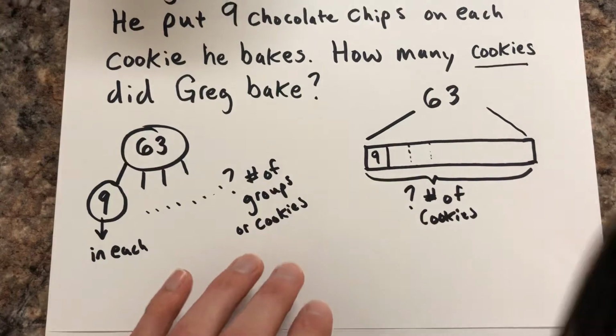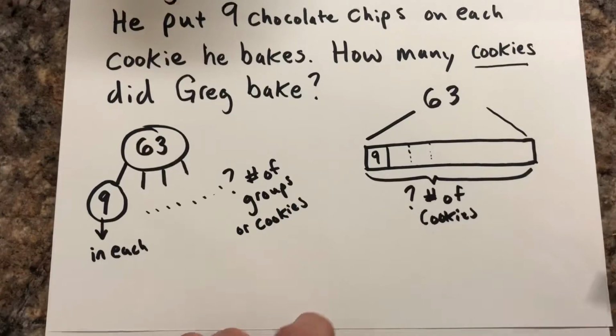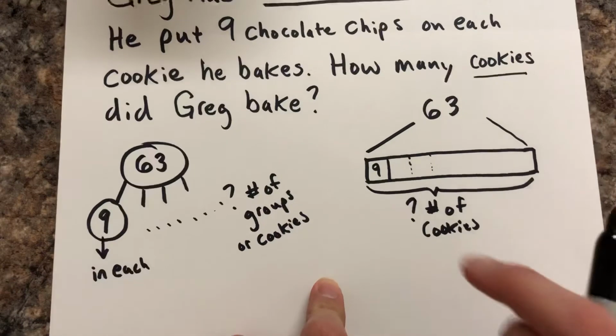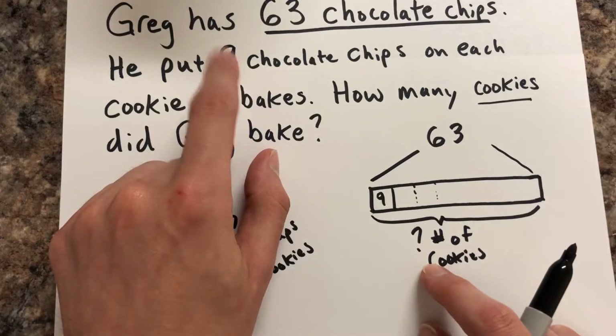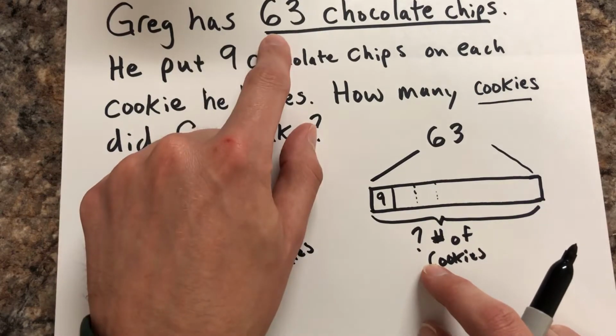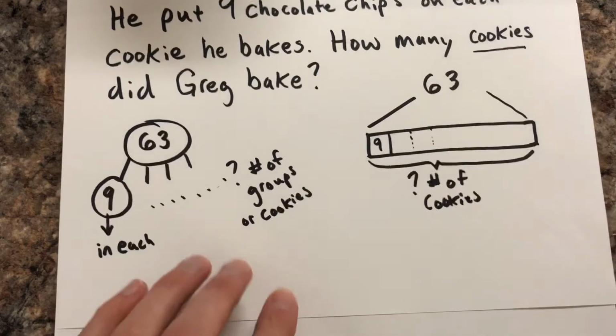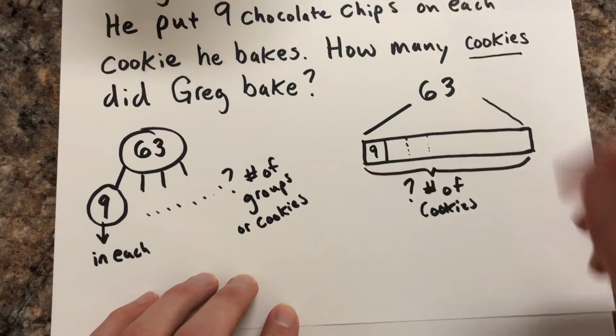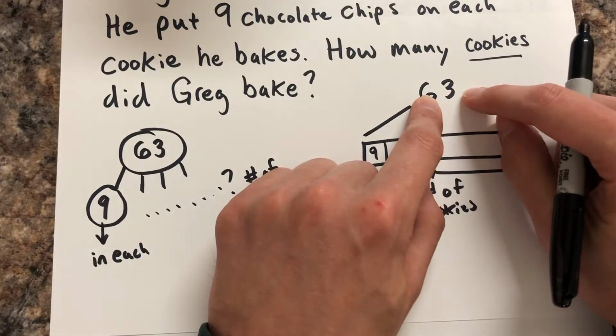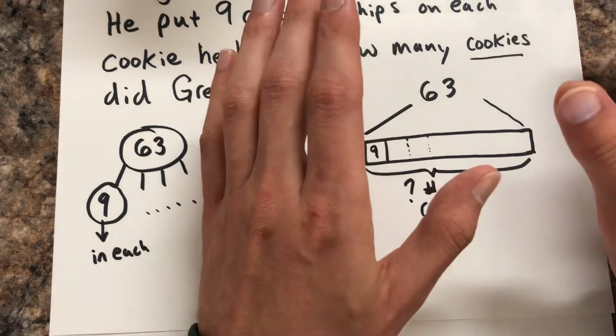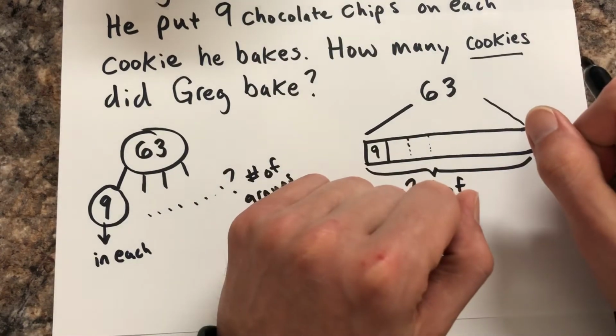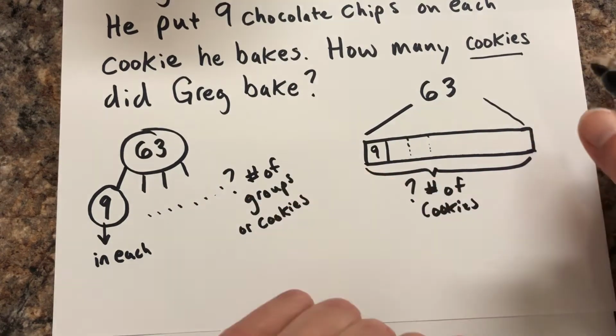So that's where skip counting is going to be a great strategy to put in, right? So what we're going to do is we're going to skip count, since we already have 9, right? So we're going to skip count by 9s until we get to 63, okay? And we want to stop at 63 because that's our total. 63 is our total. I can't go beyond 63. I only have 63 chocolate chips, so that's as far as I can go.